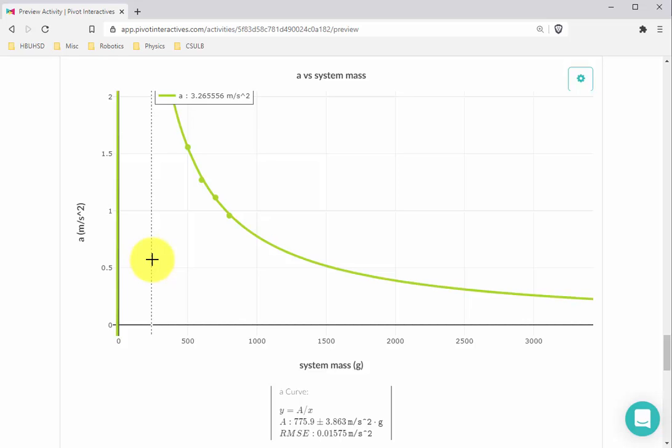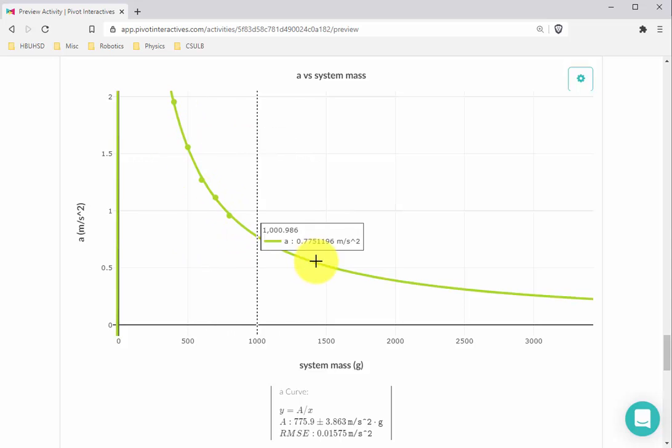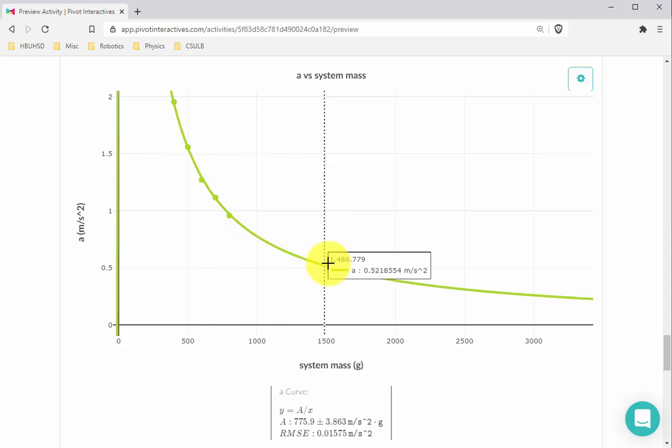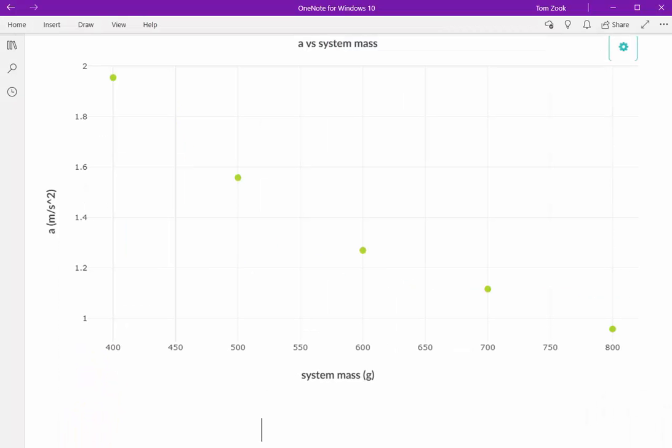Can't go faster than that when gravity's pulling on you, but that inverse relationship worked. The question was, how do we linearize it? So that's where I'm going to go to the whiteboard here, where I've got the data points that I just showed you. And we can determine from Pivot Interactives that we had a relationship like this. The system acceleration was equal to some constant, k, we don't know what it is, or capital A from Pivot Interactives, multiplied by 1 over the mass of the system.